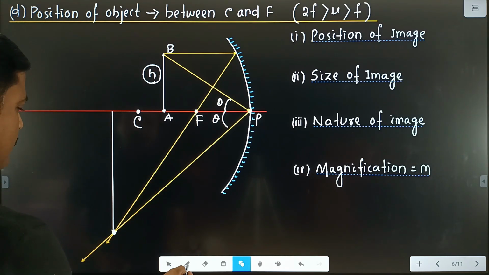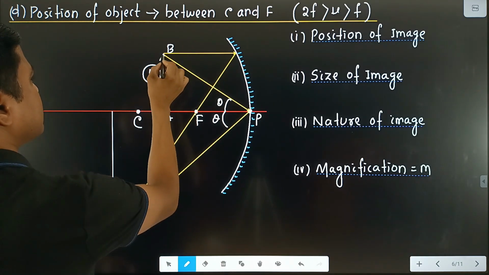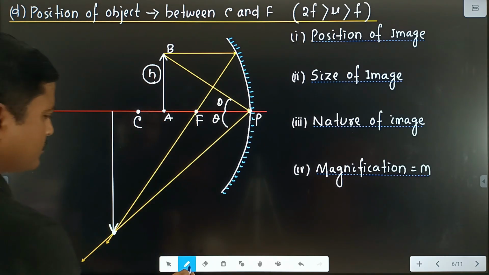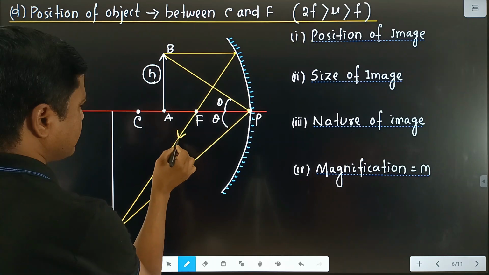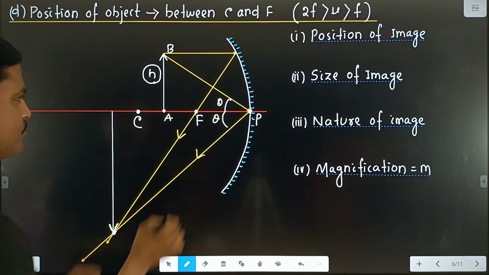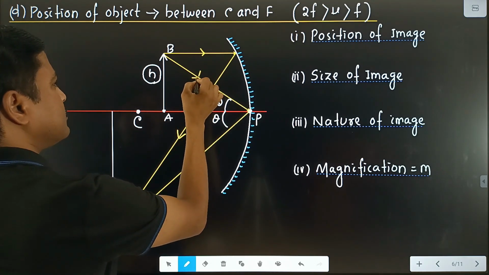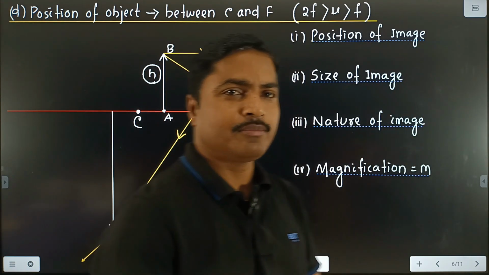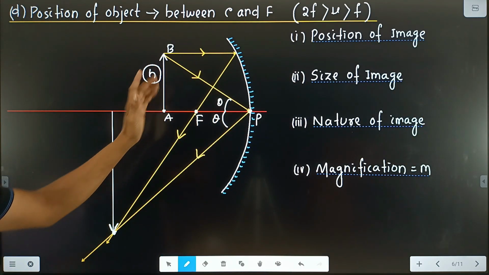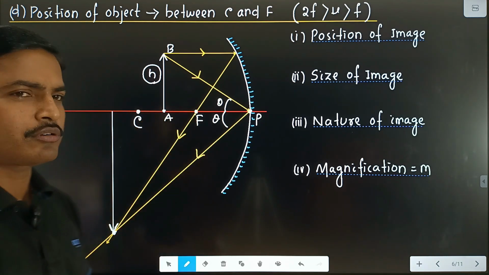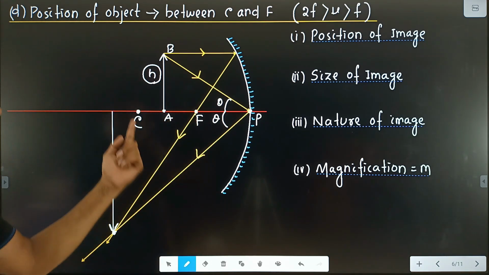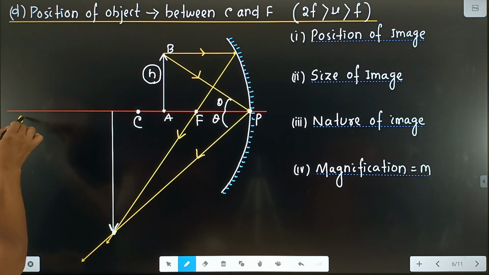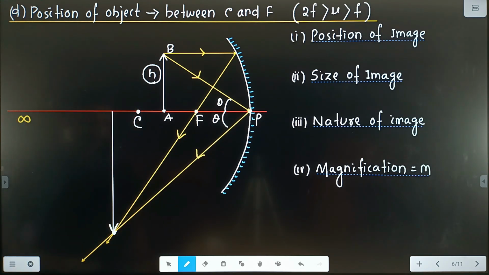This one is the image, and look at the figure. This is the head of the object, and this one is the head of the image, and both the reflected rays actually meet at this point, and these two are the incident rays. And what is the position of the image? Here the object is situated in between the center of curvature and focus. An image is formed beyond the center of curvature. Beyond the center of curvature means that it is in between infinity and the center of curvature.